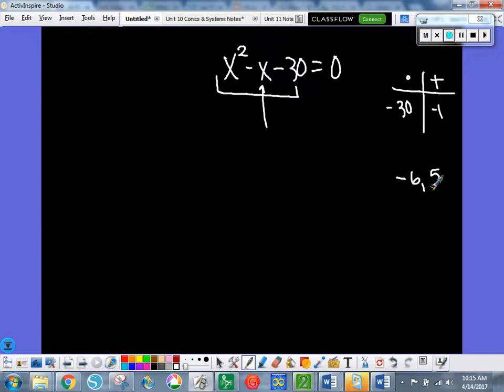What do I do with those two numbers? Can you take the shortcut, and how do you know? Yes, why? If the leading coefficient is 1, you can jump straight to the bottom, and just put them in. x minus 6, x plus 5. No switching of signs, nope.